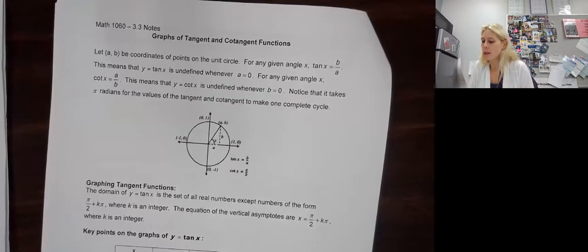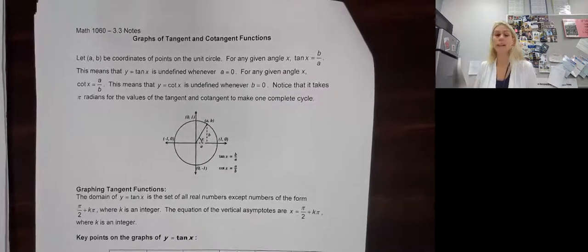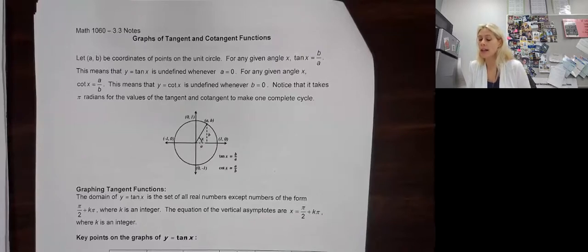So let A and B be the coordinates of points on the unit circle. For any given angle x, tan of x is b over a. This means that y equals tan x is undefined whenever a is 0, right? Because we can't divide by 0. For any given angle x, cotangent equals a over b, right? We do that reciprocal. So that means that y equals cotangent x is undefined where b is 0.